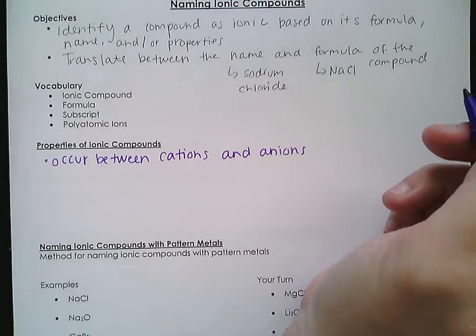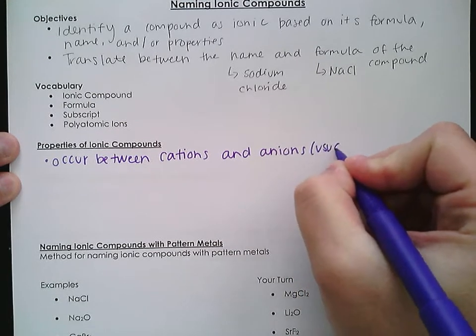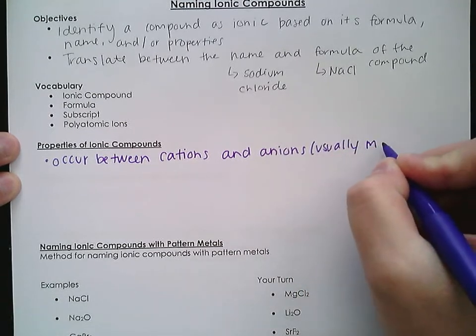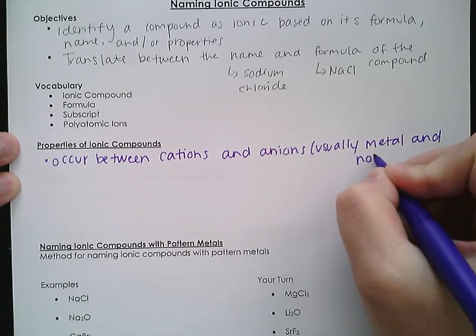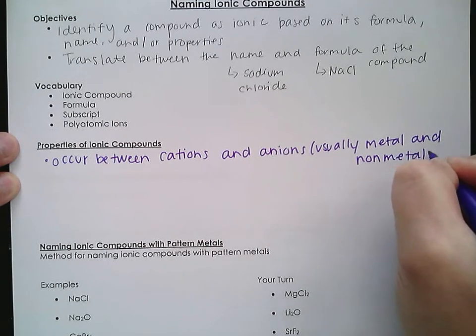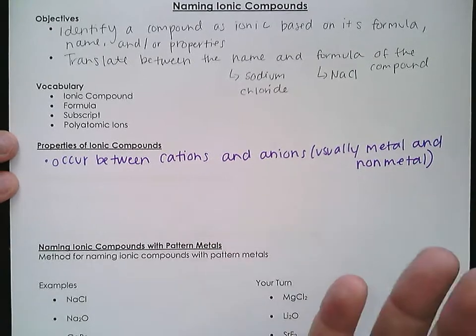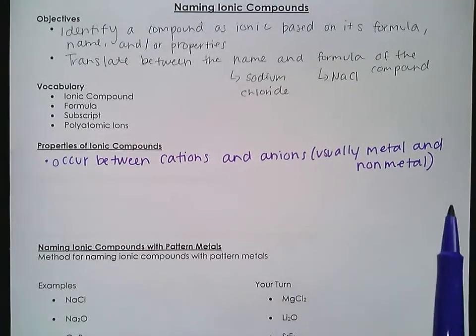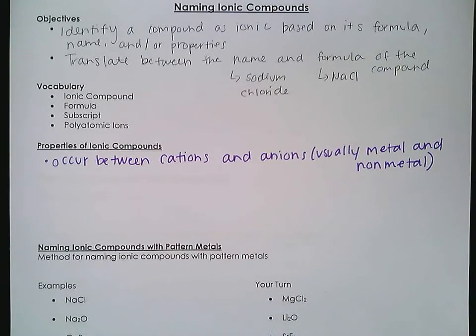Now, not always, but this is usually a metal and nonmetal. The most accurate statement is that they occur between cations and anions, but lots of times people will just say metals and nonmetals. There are some exceptions to when this is true, but generally, based on what we learned in the previous topic, with our metal ions being cations and our nonmetal ions being anions, that follows that trend.